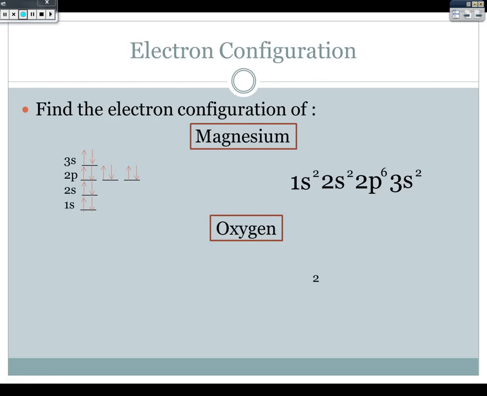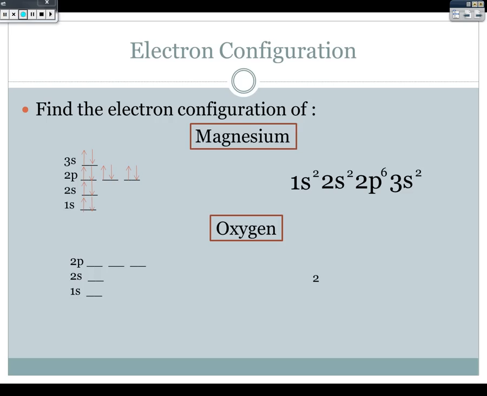But what about oxygen? I want you guys to do this one yourself. Fill in those oxygen orbitals with electrons. Oxygen, you should be able to find on your periodic table, and then come back with an electron configuration. So go ahead and pause it, fill in your electrons, and then write an electron configuration, and then come back and check.